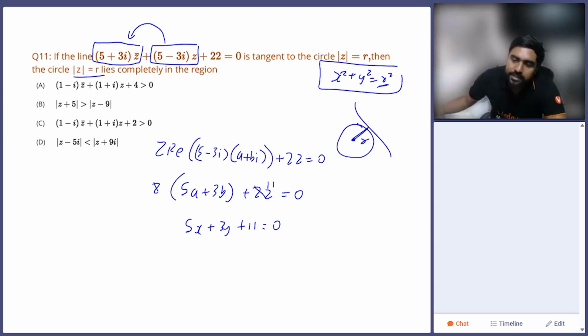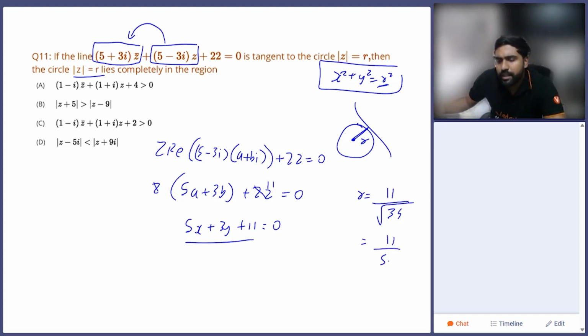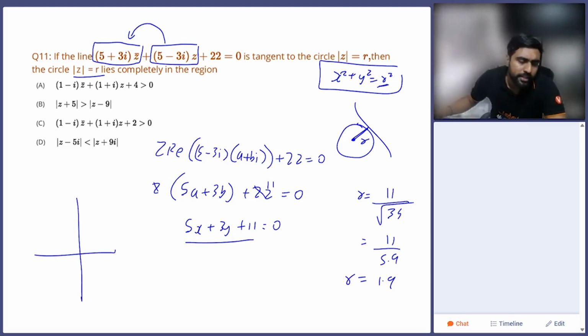So I can say that the radius is nothing but the distance of origin from this line. What is the distance of origin from this line going to be? When you substitute 0, 0, it will be 11 divided by root of 25 plus 9, root 34. So what is this value? That's 11 divided by 5 point something, very close to 36, so I'll say something like 5.9. So this value is slightly less than 2, I'd say 1.8, 1.9. It's approximately radius is 1.9. So basically, you have a circle with radius 1.9, slightly less than 2.